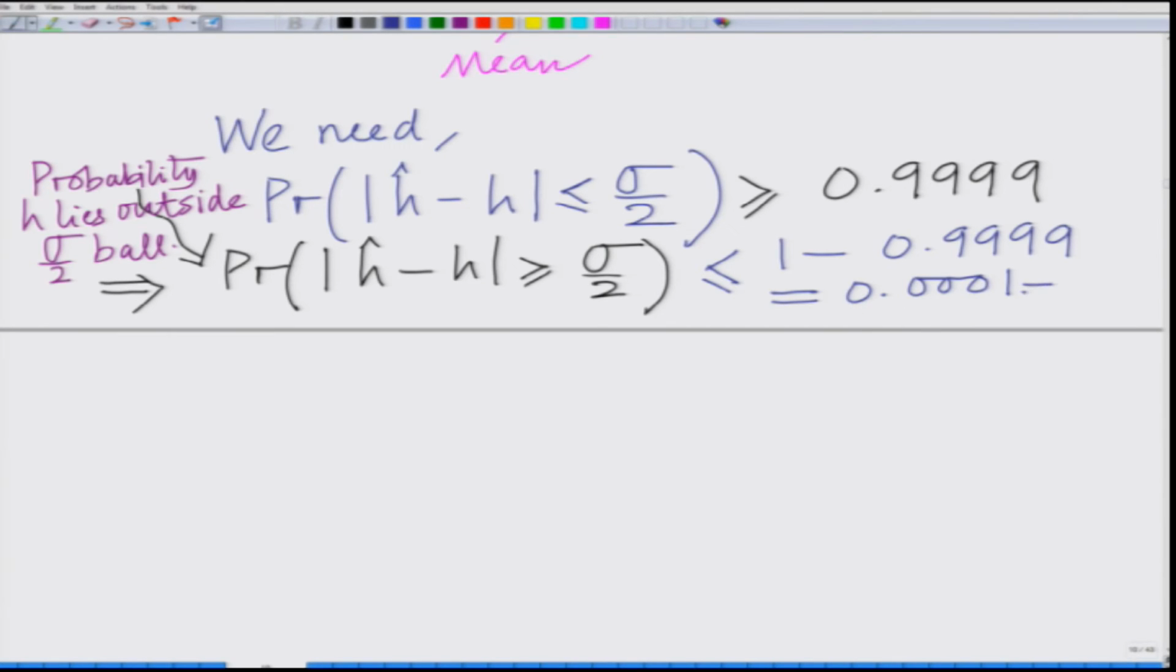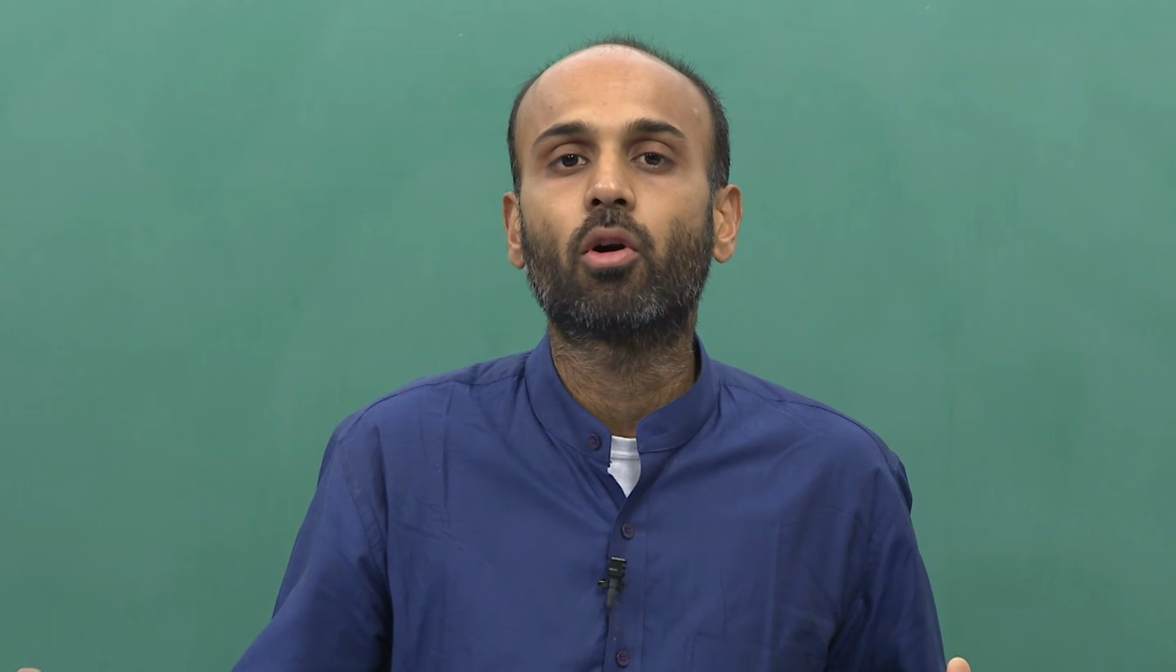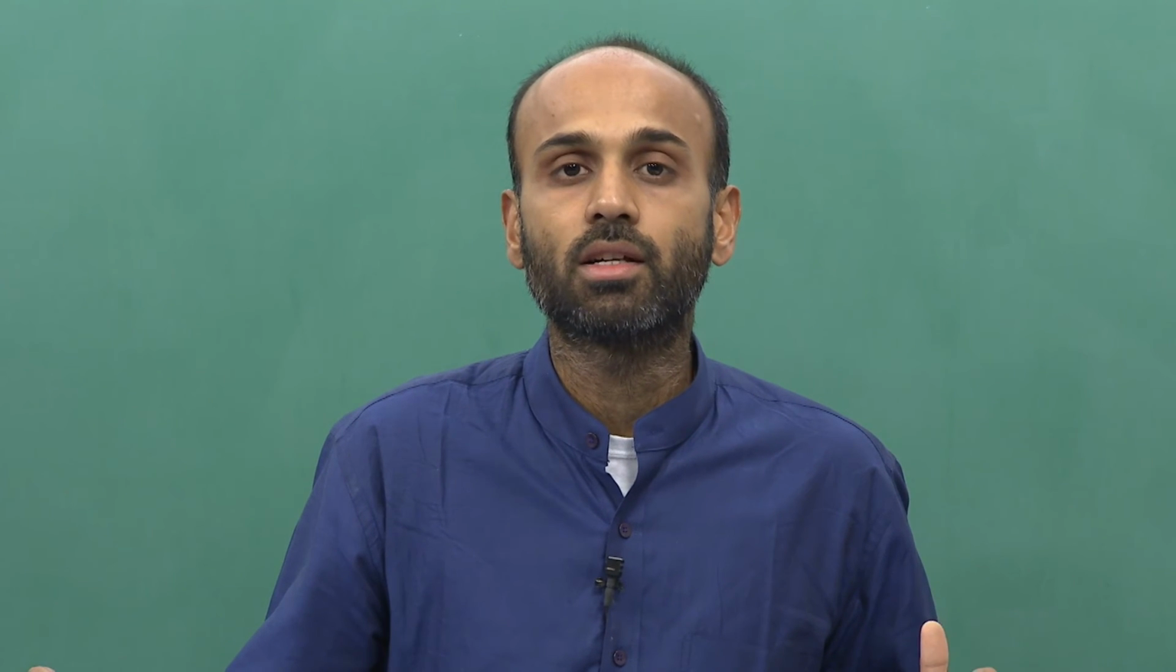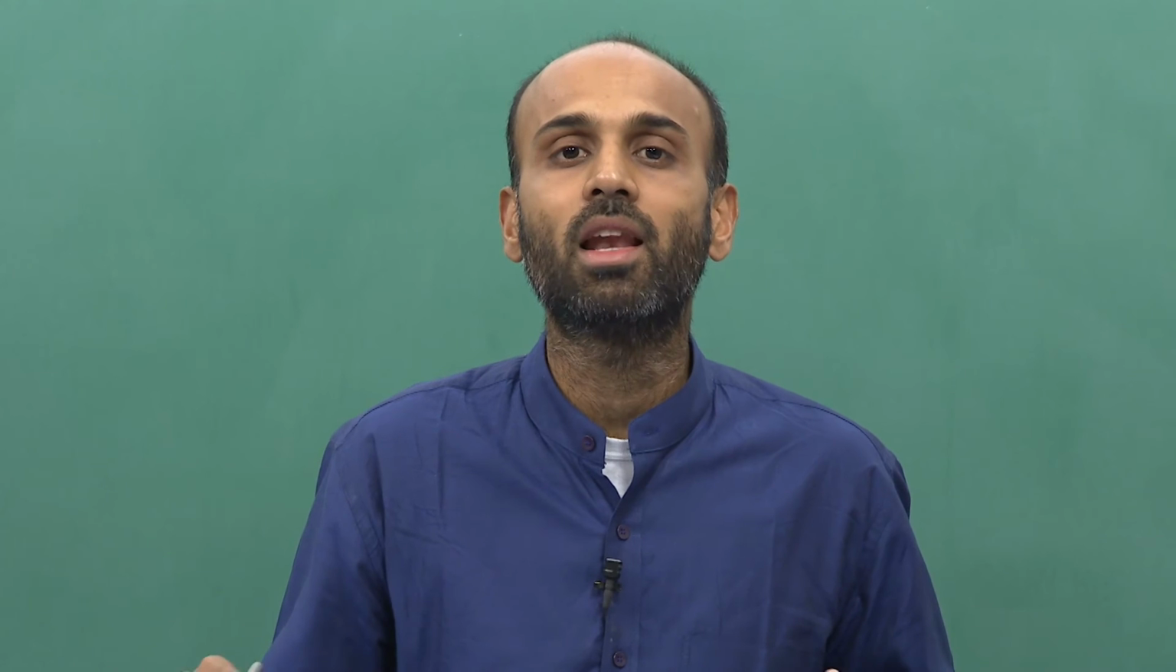That is basically your 10 to the power of minus 4, and that is also very simple to understand, because what we are saying is the probability that it lies inside this sigma by 2 ball has to be greater than or equal to 0.9999, which means the probability that it lies outside this ball has to be less than or equal to 1 minus 0.9999, which is basically 10 to the power of minus 4.